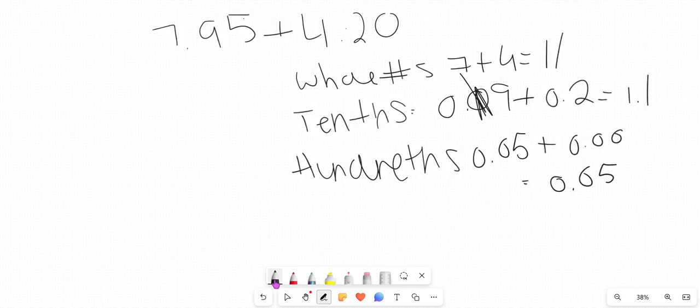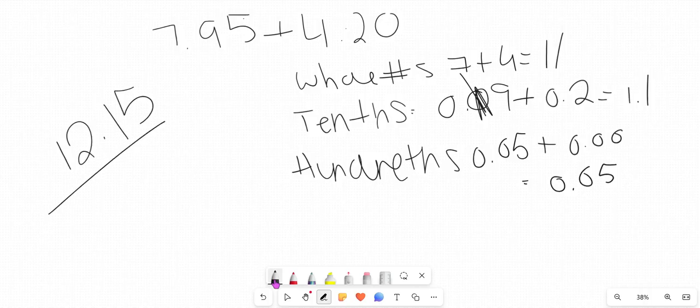And so then we're going to add these numbers. So we're adding 11 plus 1.1 plus 0.05, and that's going to give us 12.15.